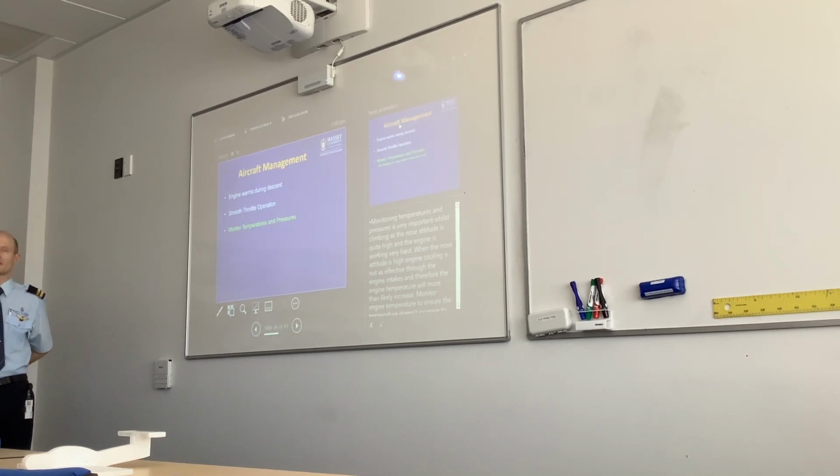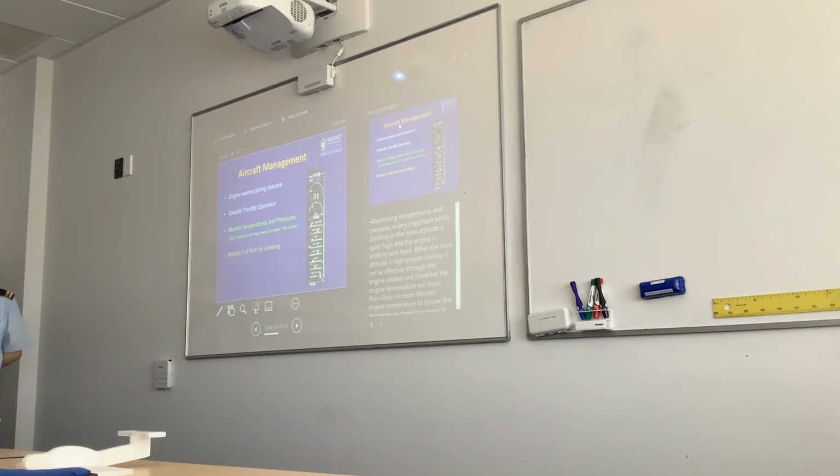But in a climb, especially if we're making a prolonged climb, you may have to level the aeroplane off every now and again to increase the airflow, give you the option to reduce the power for a few minutes, and then carry on. So there are the temperatures and pressures. Again, we should be monitoring those to keep them in the green range.